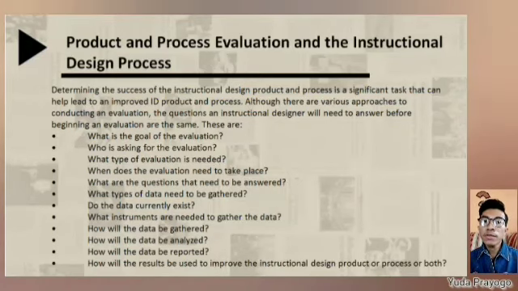What type of evaluation is needed? When does the evaluation need to take place? What are the questions that need to be answered? What types of data need to be gathered? Do the data currently exist? What instruments are needed to gather the data? How will the data be gathered? How will the data be analyzed? How will the data be reported?